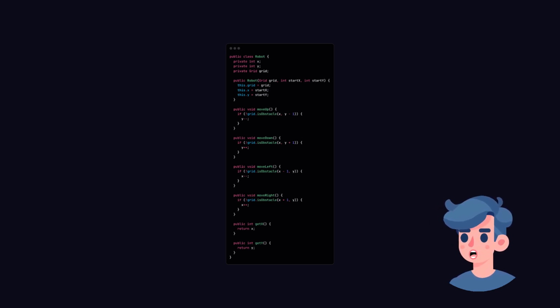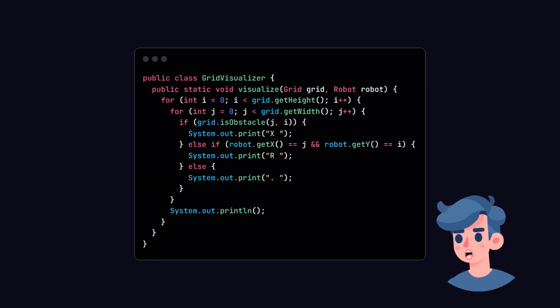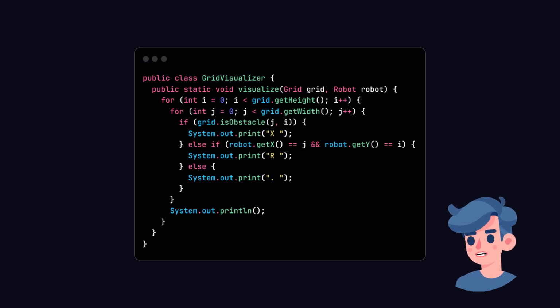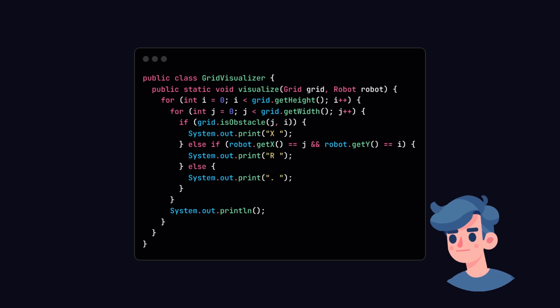Now, let's create our robot class. In the robot class, we manage the robot's position and implement methods to move the robot. It checks for obstacles before making any moves. Now our robot can navigate through the grid.